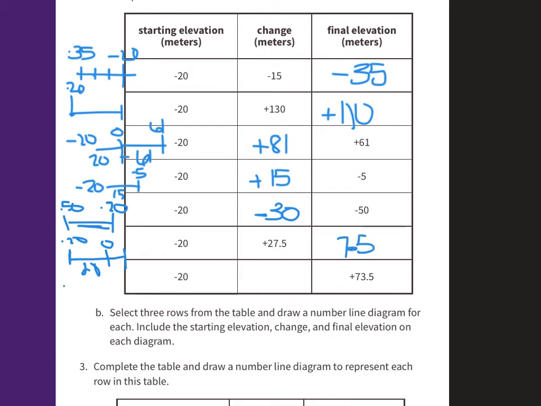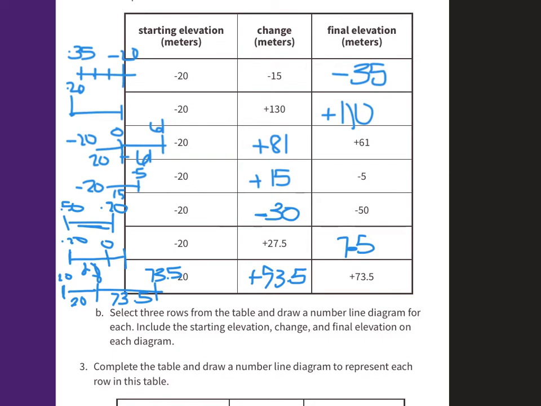And then from negative 20 up to 0, that's 20 units. And then from 0 up to 73.5, that's 73.5 units. So if I add those together, I get 93.5 units, okay? This may seem all tricky and confusing. Use a calculator. That's what they're there for. Just make sure we're typing them in the calculator correctly.